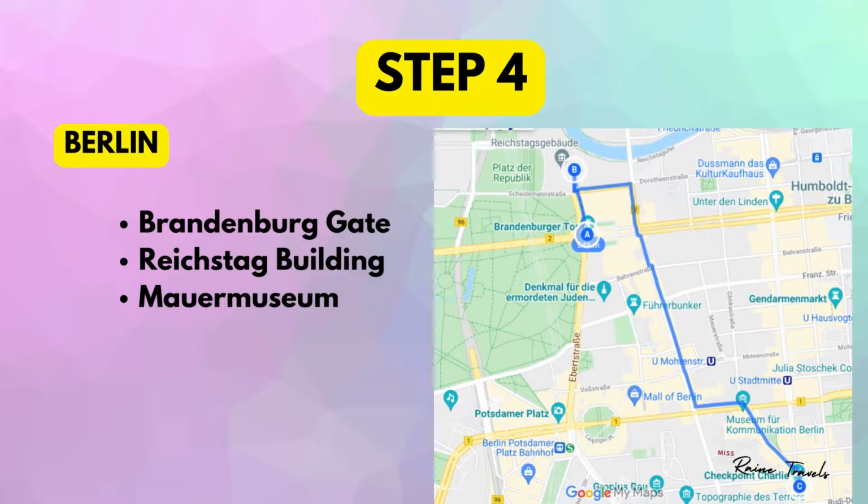That's just how I am. I need it to be planned carefully. So if I start with the Brandenburg Gate, I can go to the Reichstag building and then walk towards the Mauer Museum. So that can be done in 1 day.